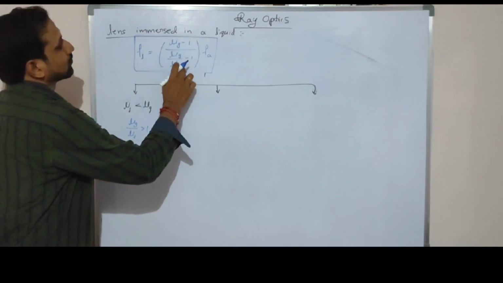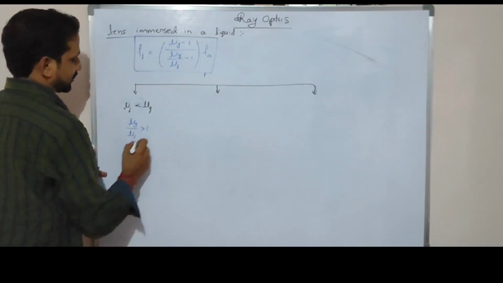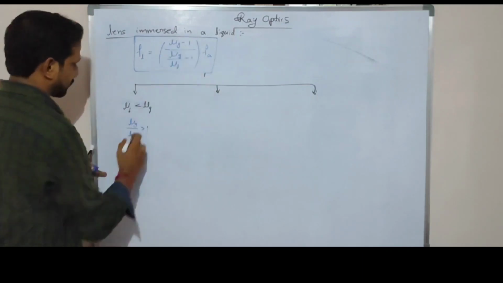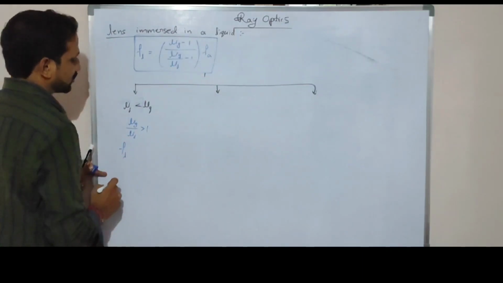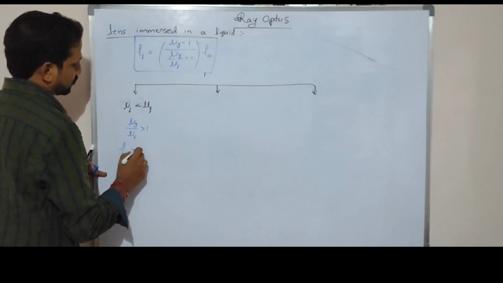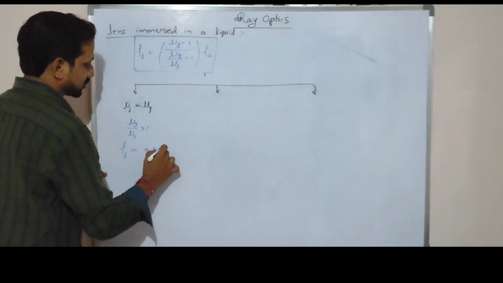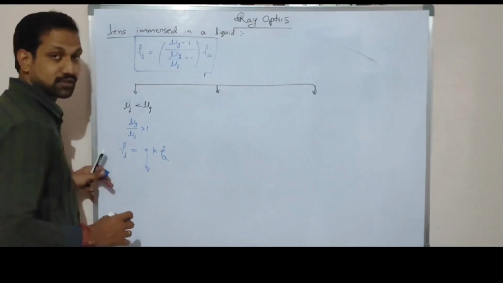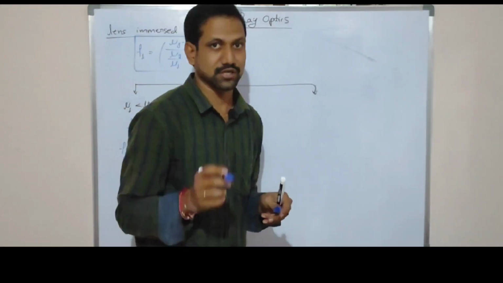So mu g by mu l minus 1 will be positive. Okay, so we can say this total ratio will be positive, and we can say that focal length in liquid is going to be some positive constant into focal length in air. So this positive indicates the nature of lens is not changing in the liquid.